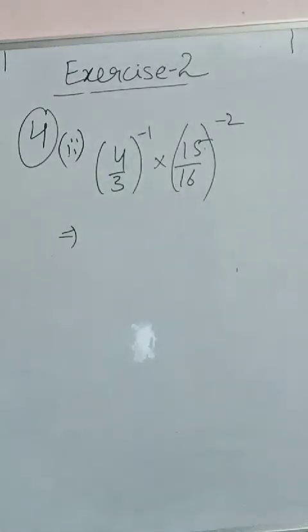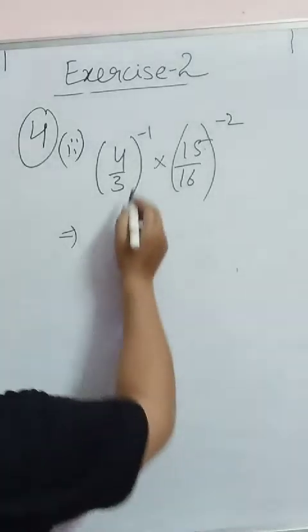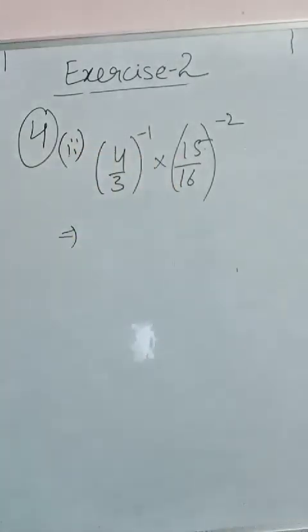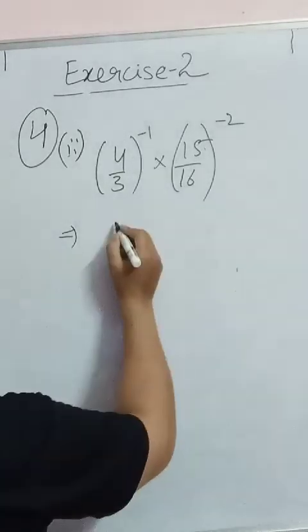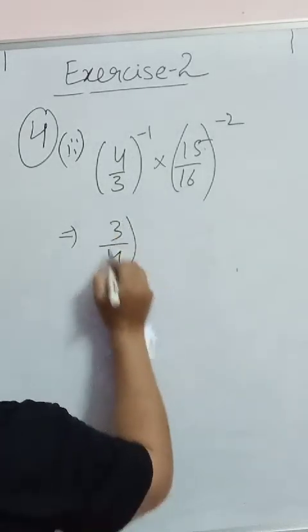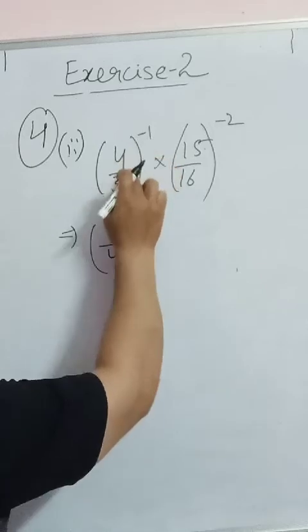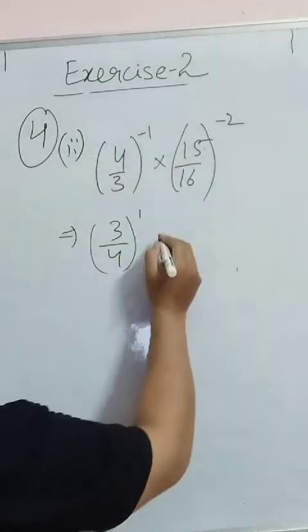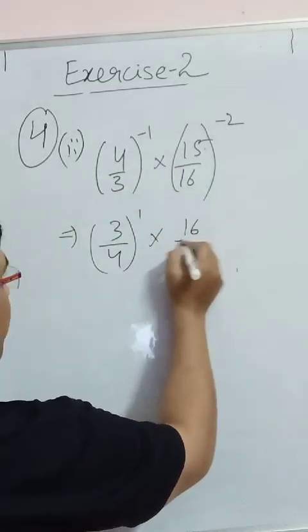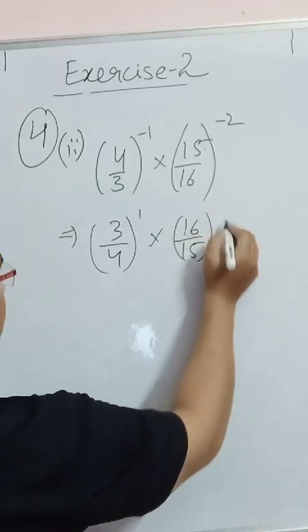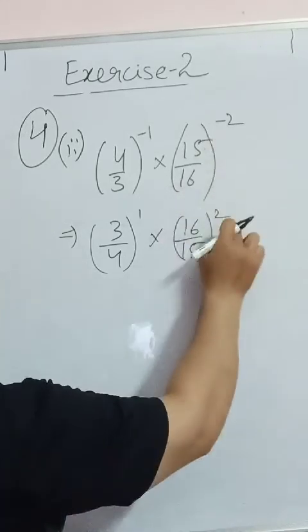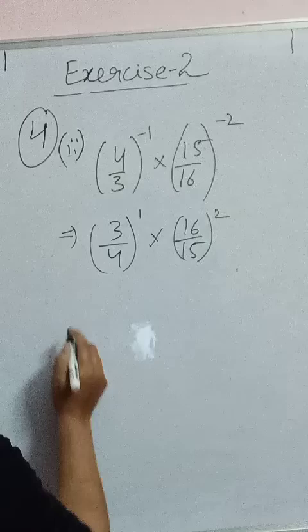because in this question, in question number 4, we need to find the value. So we are going to simplify it. You know that we cannot simplify it unless and until the power becomes positive. So I am going to write it as 3 upon 4 and the power becomes positive because I have done the reciprocal of the base. Similarly, this will become 16 upon 15 raised to the power 2. The power becomes positive because I have done the reciprocal of the base.